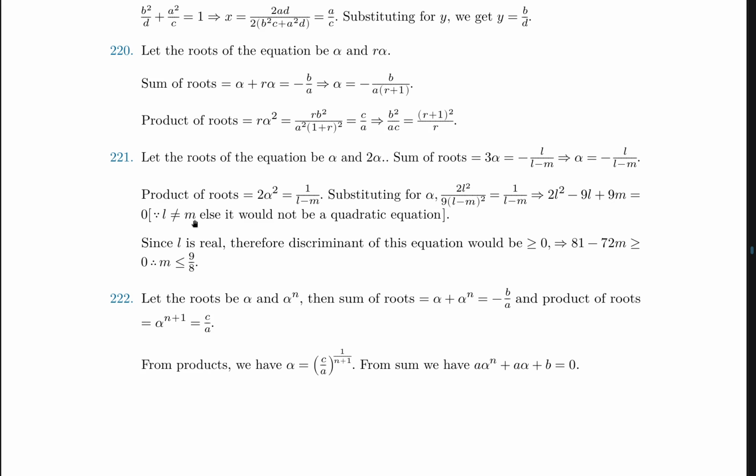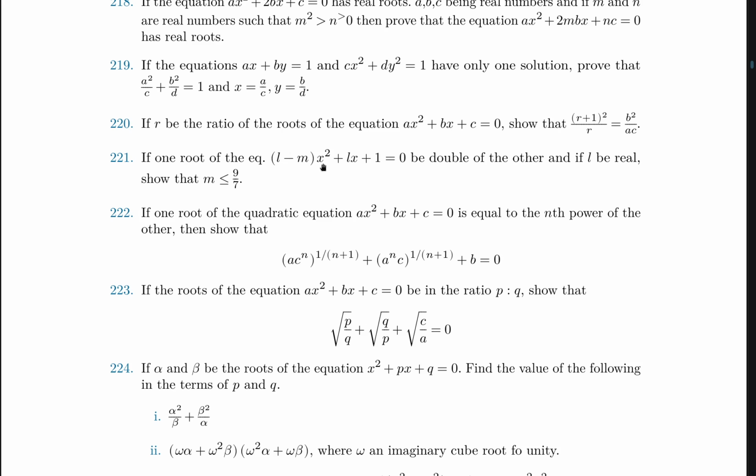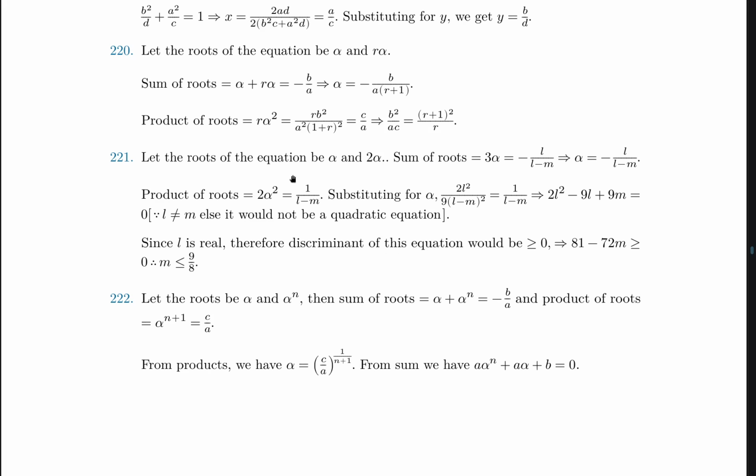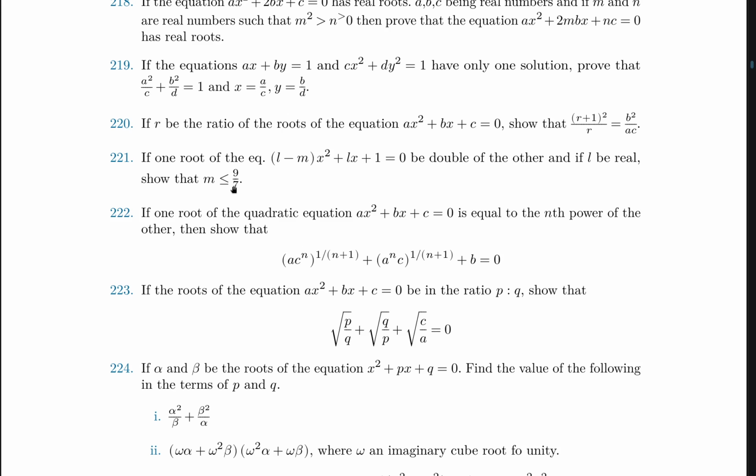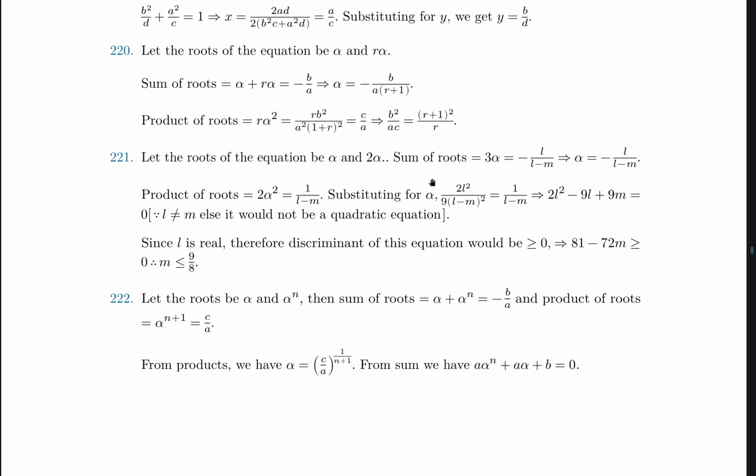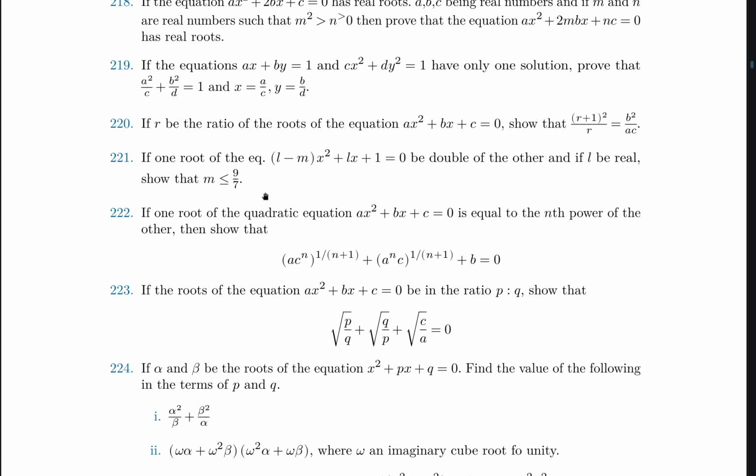L is not equal to m, because if L is equal to m, then the coefficient of x square will be 0 and then it won't remain a quadratic equation. So L is real in this. Therefore, the discriminant of this equation would be greater than or equal to 0. So we get 81 minus 72 m greater than or equal to 0. So m is less than or equal to 9 by 8. There's a typing mistake here again, it should be 8. So quite a few typing mistakes, 3 typing mistakes. All right.